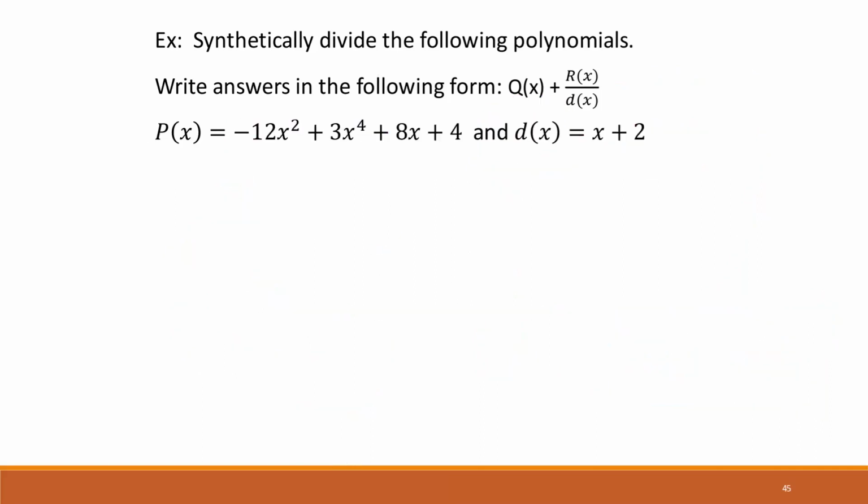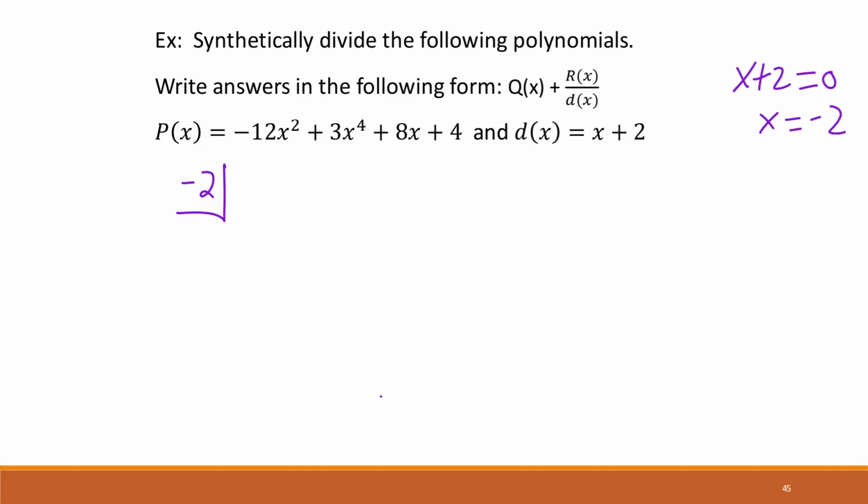Okay, so for this next one, we're going to do the same thing. First, if we have x plus 2, we solve that to get a -2. So we have -2 as our divisor. And then we bring down our coefficients. So I have -12. Oh, what's happening here? I have a squared and then a fourth. So we're going to have to rearrange these first.